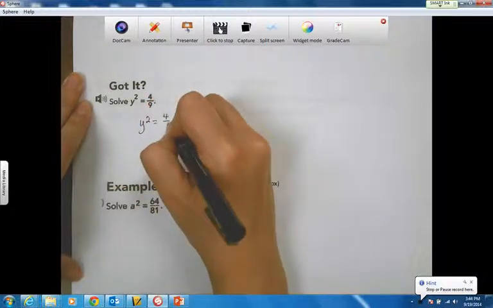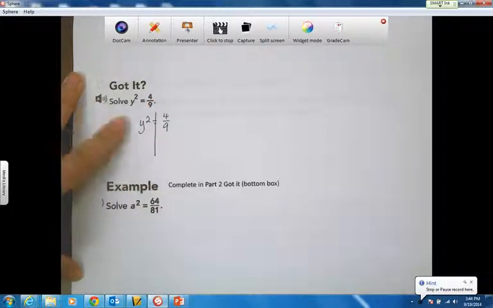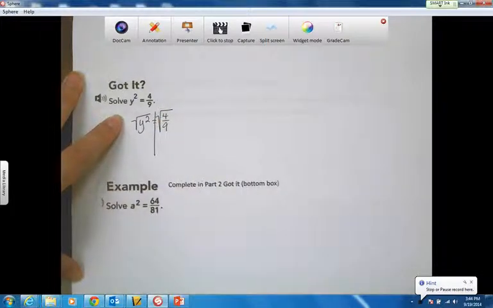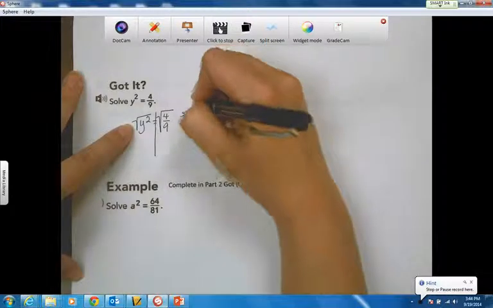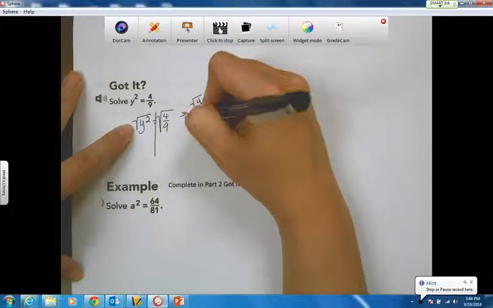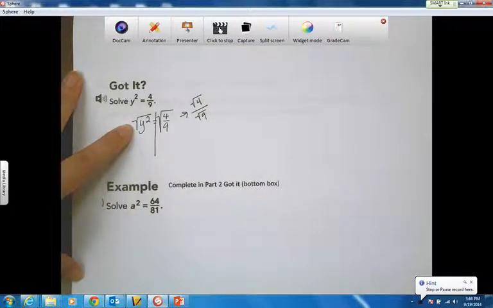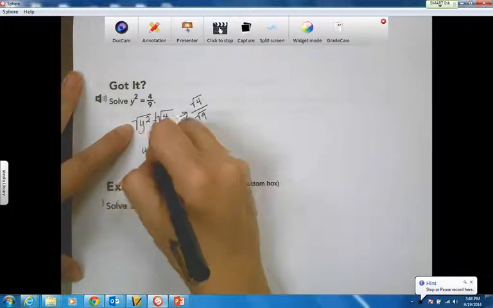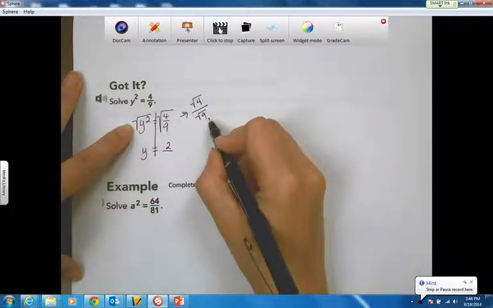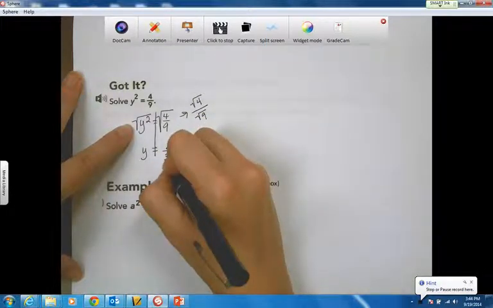And I'm going to go ahead and take the square root of y squared just like I did before, and I'm going to take the square root of that whole fraction. What this really means is that I am taking the square root of 4 and I am taking the square root of 9. Okay, so I'm going to say y equals the square root of 4 is 2, the square root of 9 is 3, and it's positive or negative, so I'm going to keep that plus or minus.